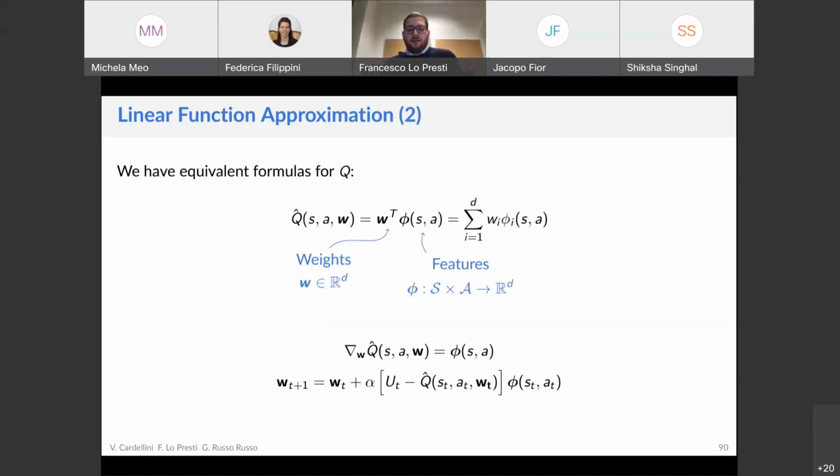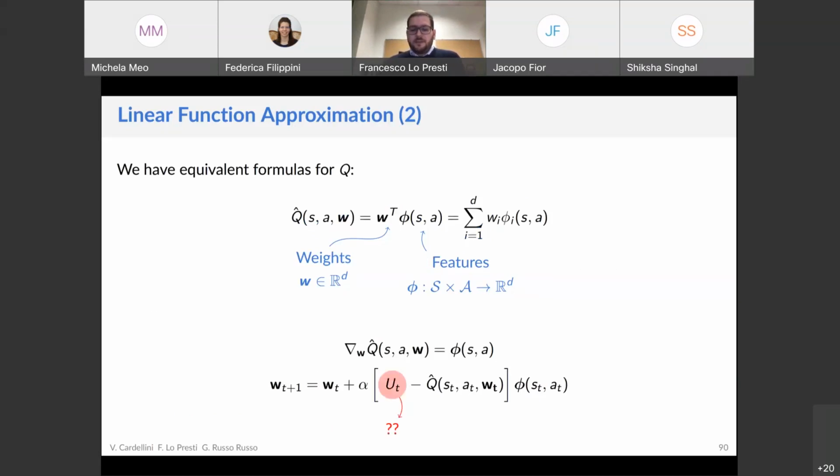Clearly, we can write down equivalent formulas for the Q function. The only difference is that now we need to capture relevant properties of both states and actions. So we have features that depend both on S and A, but the update rule we end up with is almost identical. So the last question we have to answer is how to compute such an approximation of the true value function that we can use in the error computation to update the weights.